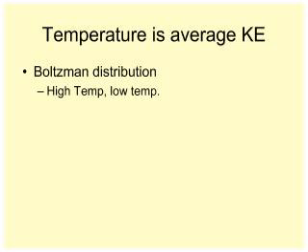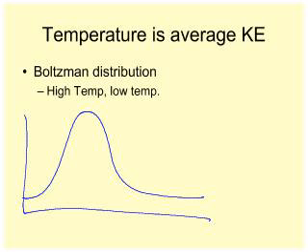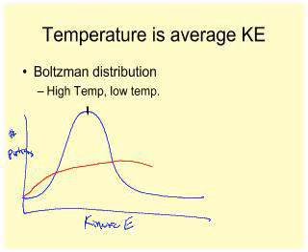Temperature is the average kinetic energy. So it says Boltzmann distribution. There are two things for a Boltzmann distribution. This is the number of particles, and this is their kinetic energy. Remember, kinetic energy is the energy of motion. In a drawing like this, there's a peak right here, and that peak would indicate the average kinetic energy. I could have a different one that has a slightly different peak, and so on and so forth.